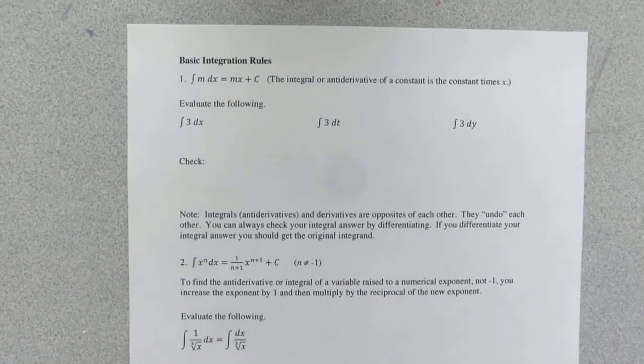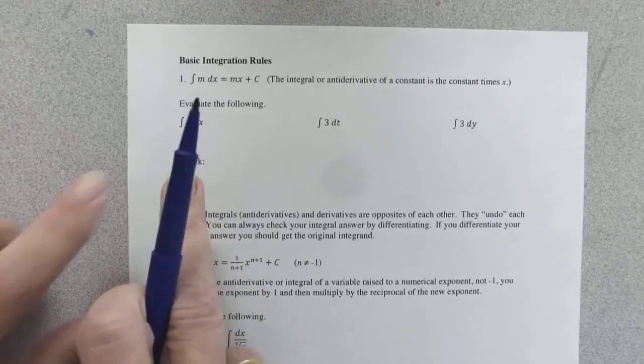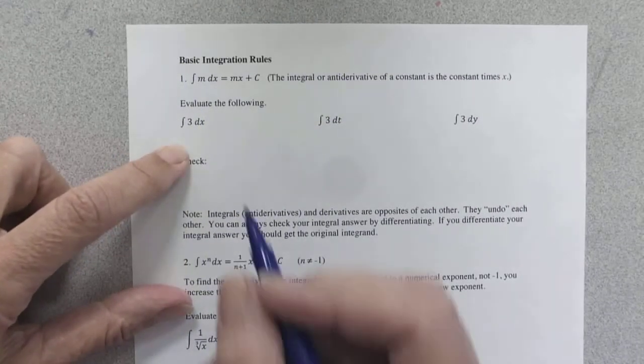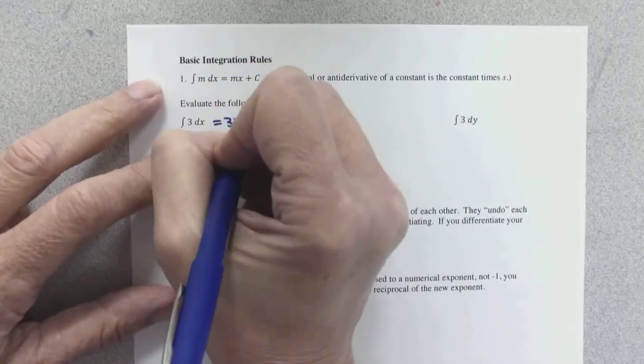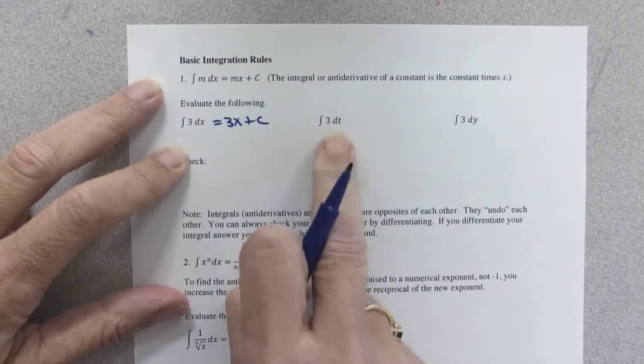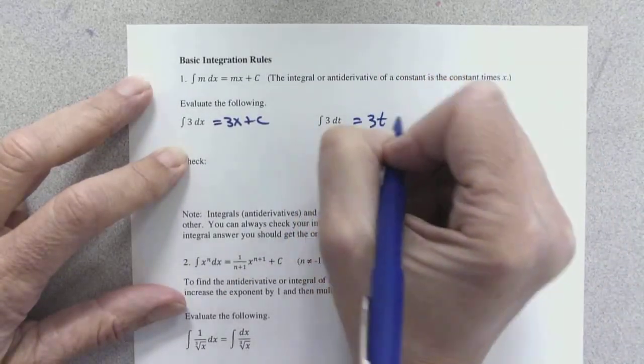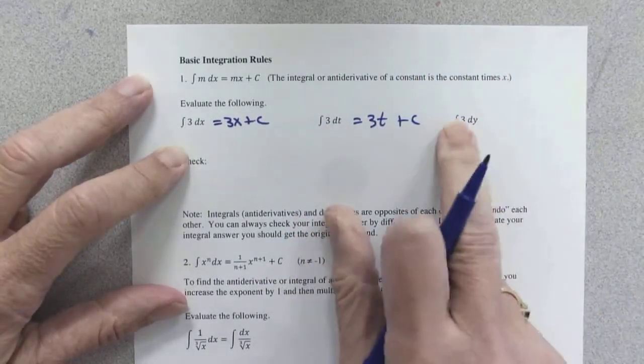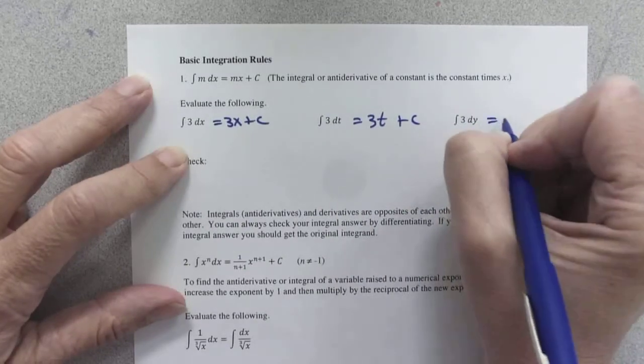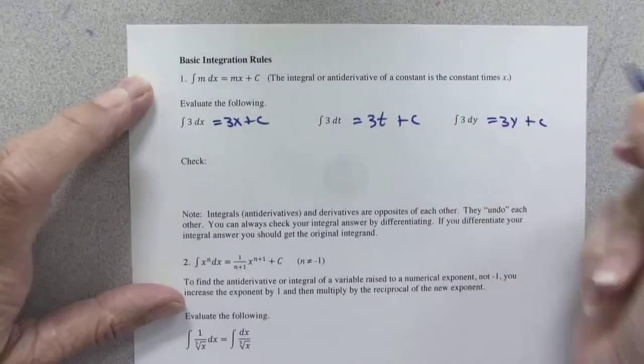The integral, or antiderivative, of a constant is the constant times x. So the integral of 3 dx is going to be 3x plus c. The integral of 3 dt will be 3t plus c. The integral of 3 dy is 3y plus c.